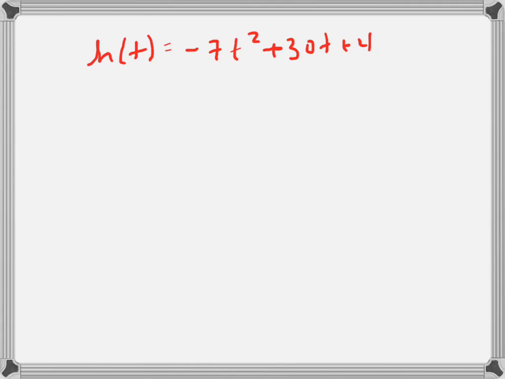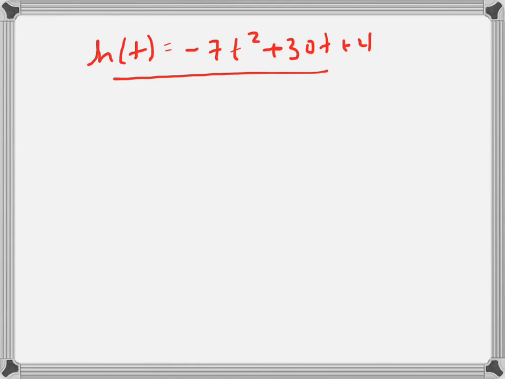Here's a typical word problem you'll see. They'll say something like, the height of an object follows this path. Find the point when it's at its highest and the time. So find its height and the time, and then also find when it hits the ground.